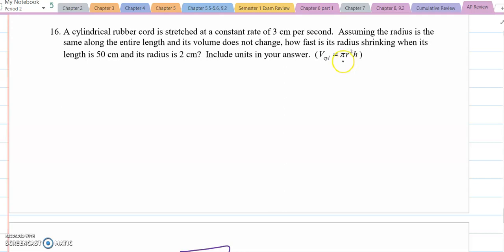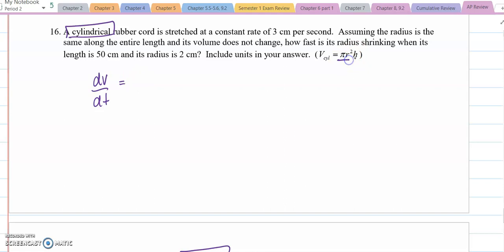So here again is a situation where they give you the formula, and the formula you get to use is perfect because it's the formula for the volume of a cylinder, and they're telling you that you have a cylindrical rubber cord. So I'm going to use product rule to come up with my derivative because both the radius and the height of this cord are changing, so you need to use product rule.